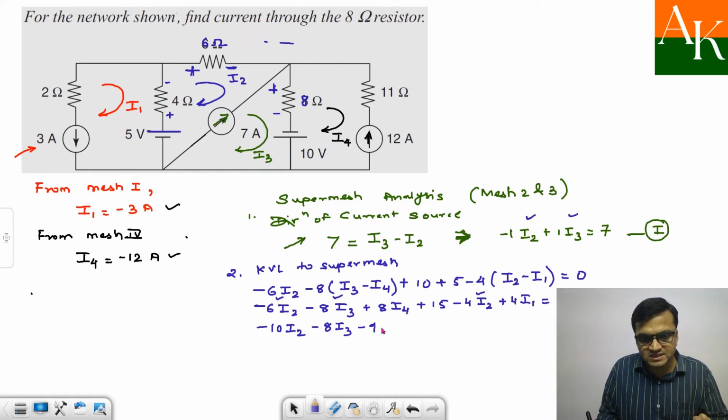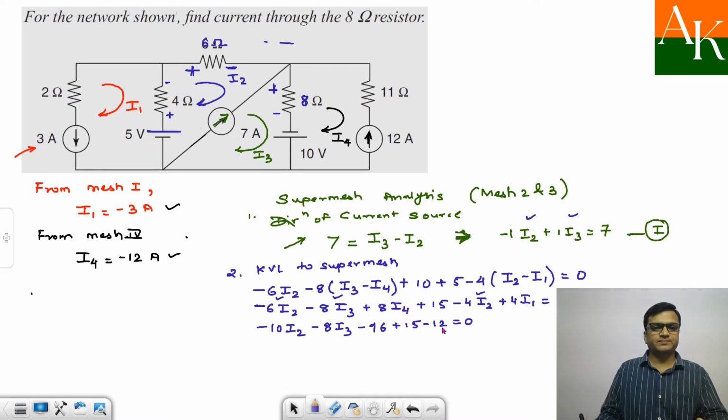So this will become minus 96, correct? Plus 15 as it is. Plus 4 I1, so this will become minus 12, 4 into minus 3, and that is equal to 0. So this will give minus 10 I2 minus 8 I3 is equal to 96 minus 15 plus 12. So the right hand side will be 93. You can check this carefully. So this is my equation number 2.